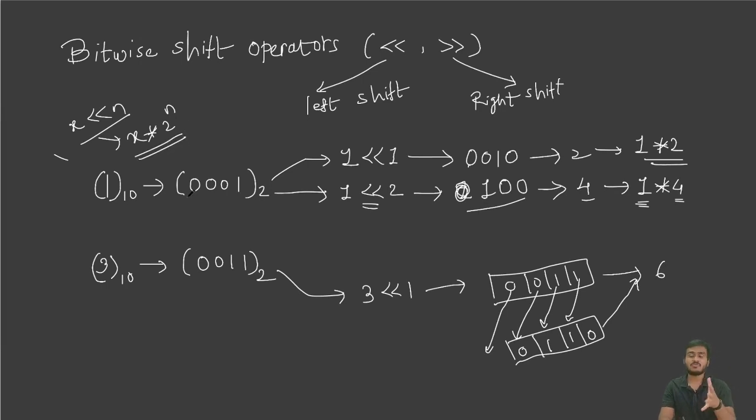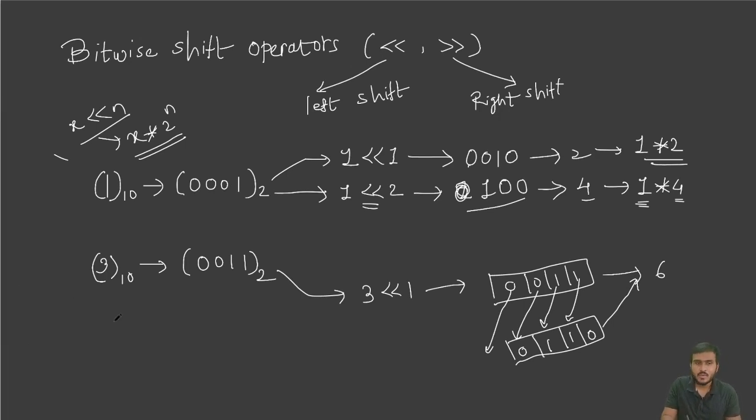I hope you will keep this formula in your mind. This can help you in your MCQ test. When you perform left shift operation by n places on x, the output that you are going to get is x into 2 raised to n. It's very easy. You can observe it over here.